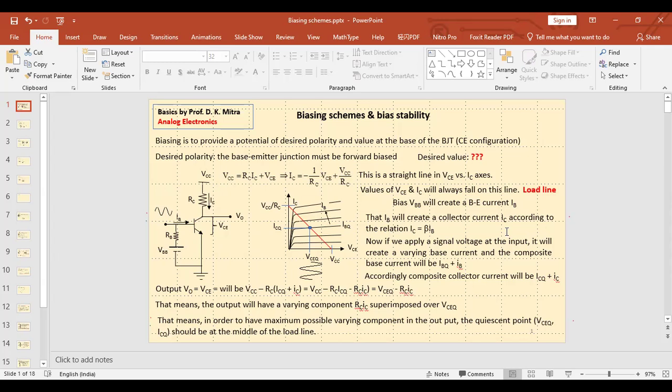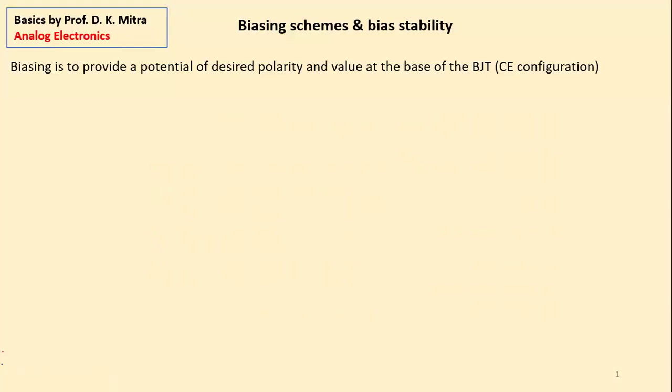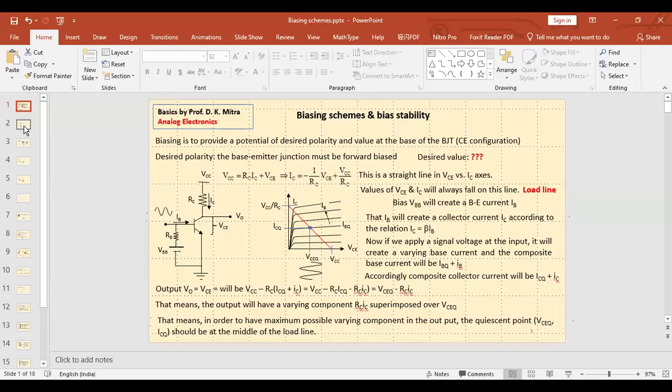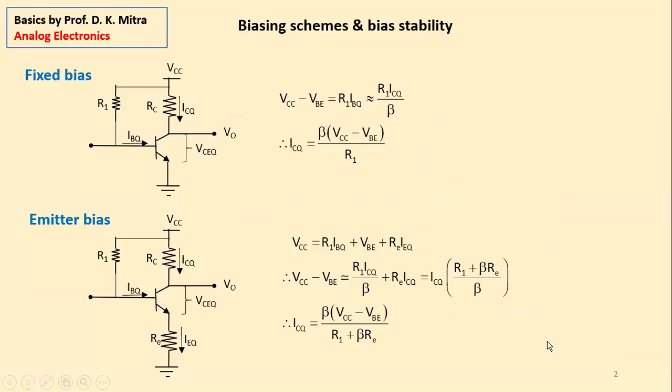So after knowing what is biasing, we now go to the next point: how to do bias. What are the biasing techniques? When we come to biasing technique, we see biasing is to provide a potential of desired polarity at the base of the common emitter configuration, right? So we go to the next slide. What are the various biasing techniques?